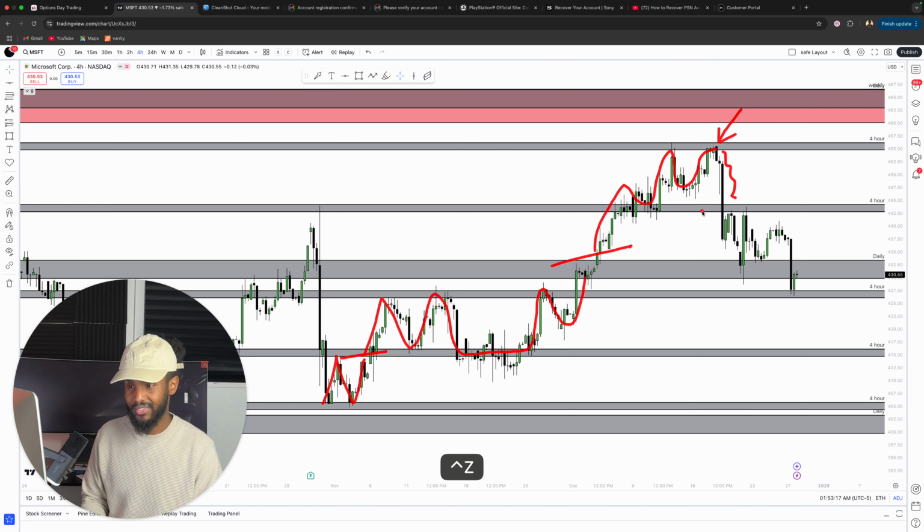This is our next area of demand right here, but we can see buyers were not able to hold that level and sellers actually broke us lower, and this time they were able to push us to that next level, which is our daily level. They broke us below that level as well, and now we are holding that 4-hour time frame.